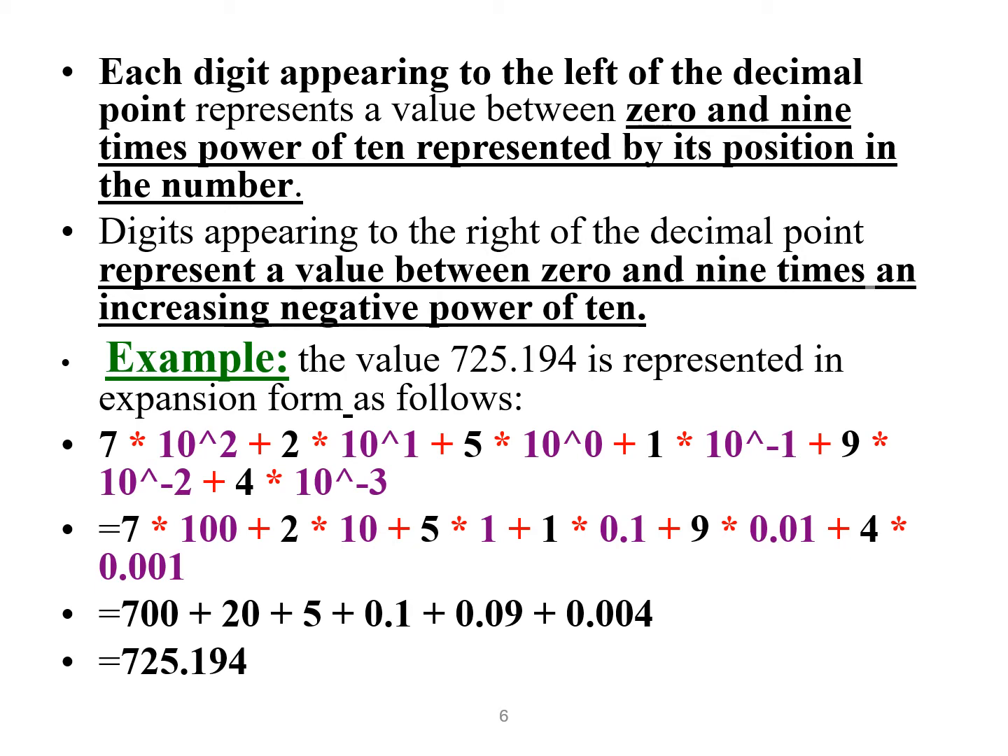Starting from the right, 10 raised to power 0 multiplied by 5, then 10 raised to power 1 multiplied by 2, then 10 raised to power 2 multiplied by 7. Then after the decimal point, 10 raised to power minus 1 multiplied by 1, plus 9 multiplied by 10 raised to power minus 2, which is incremented by 1 but in the negative, plus 4 multiplied by 10 raised to power minus 3. Then all these are multiplied by the digits and summed, and we will find 725.194.